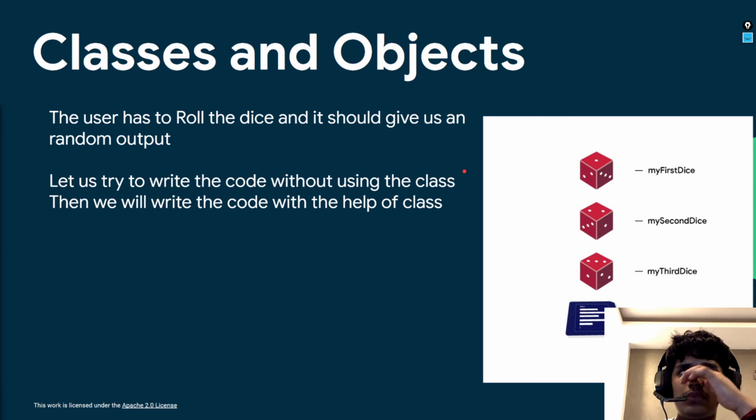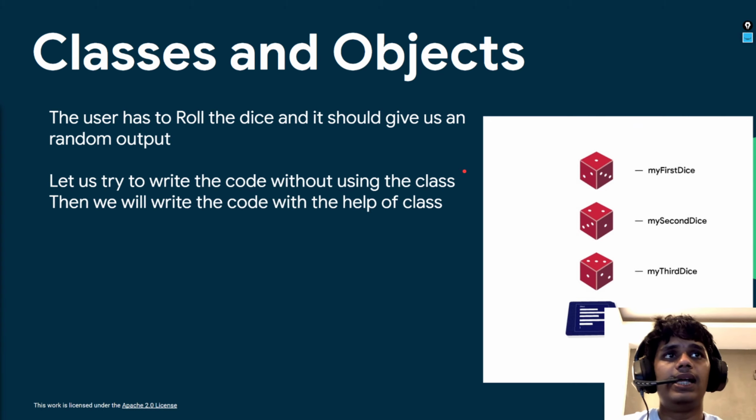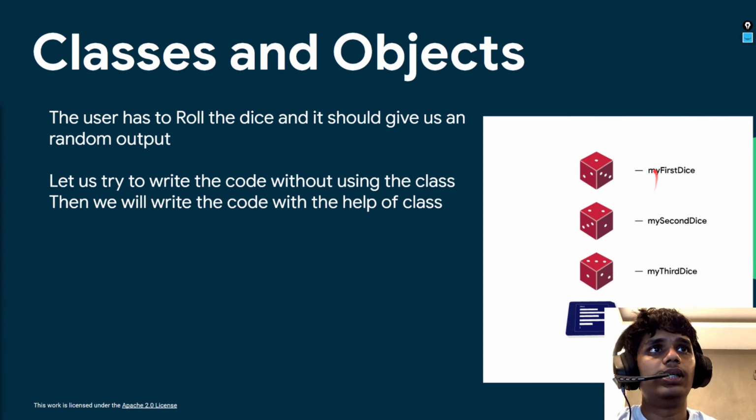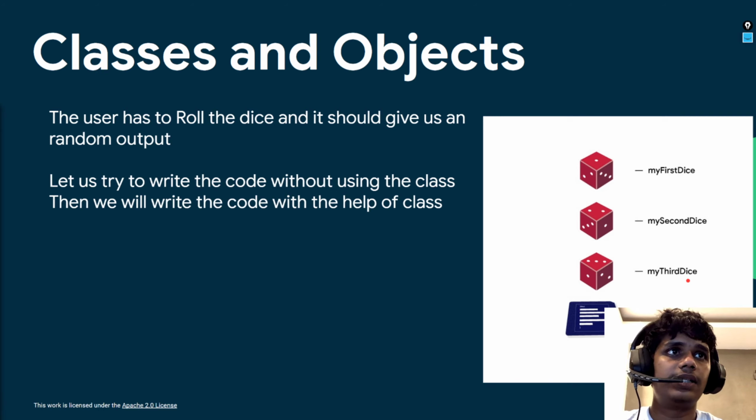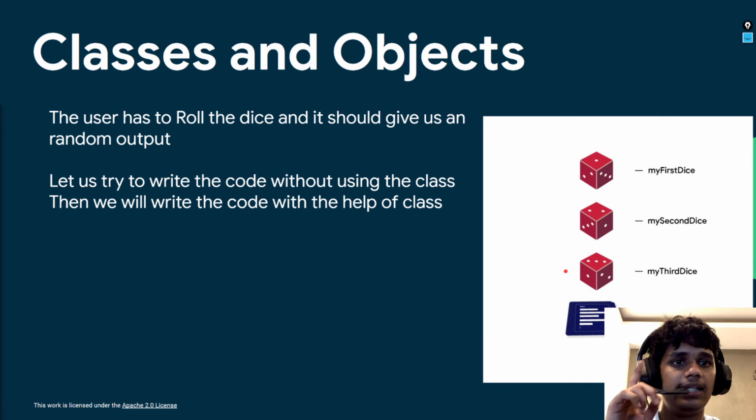Here you can see that we have three dice. For each dice, I have given a particular name. The first dice I have named my first dice, the second dice my second dice, and the third dice my third dice. All of these dice come under one class, that is a dice.